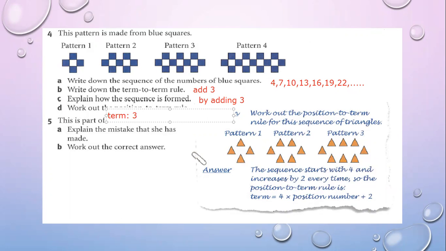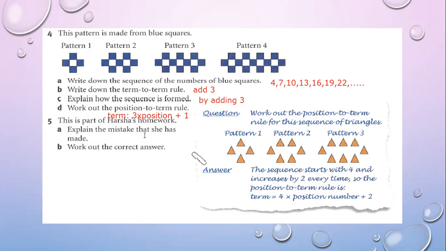So right here, 3. Multiply by what next? What is your position? Position. So 3 multiplied by the position: if the position is 1, that is 3, but your first number is 4, so plus 1. 3 multiplied by 2, 6, 6 plus 1, 7. Next is 3 multiplied by 3, 9 plus 1, 10. So that is your position to term rule. So easy questions. This is part of Harsha's homework.